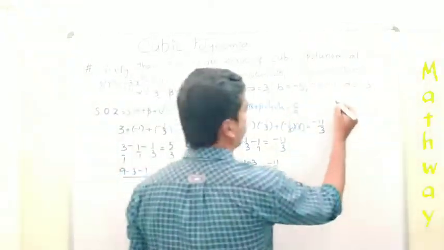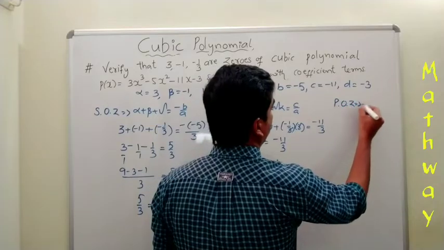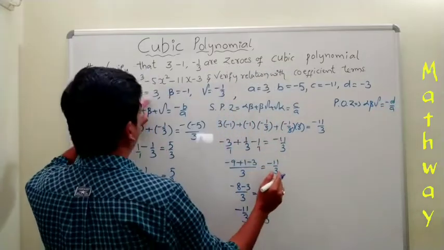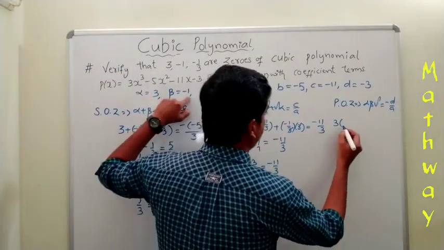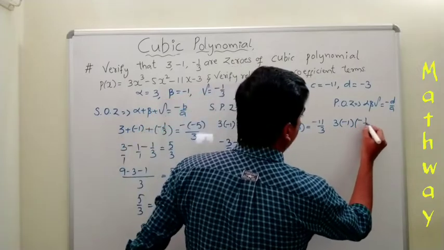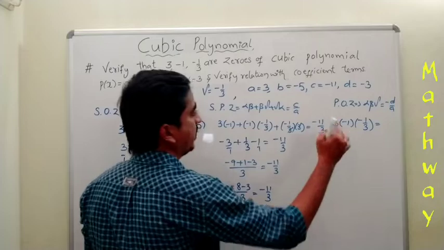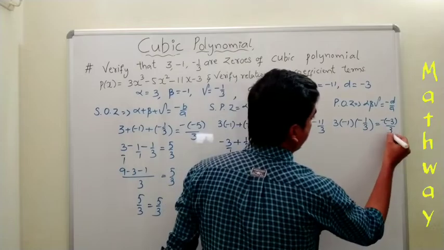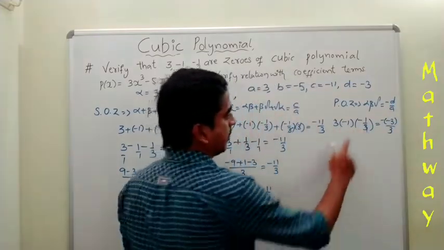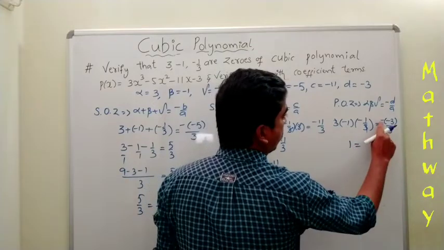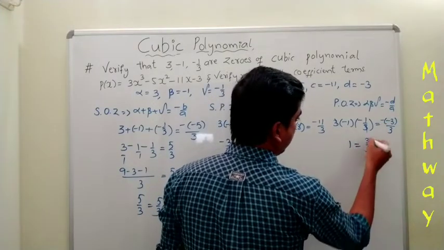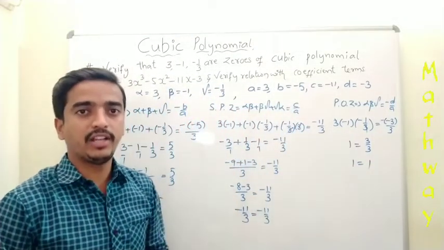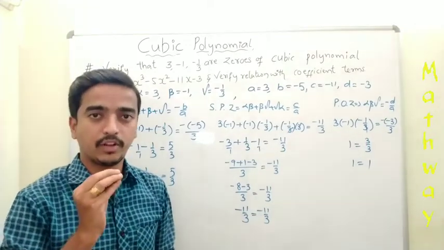Next take the product of the zeros. Product of the zeros, that is alpha beta gamma, equals minus D by A. Now multiply the zeros. 3 into minus 1 into minus 1 by 3 equals minus D by A. It is minus of minus 3 by A, which is 3. So here the 3s will get cancelled. Minus 1 into minus 1 is plus 1. Minus into minus is plus, so it is 3 by 3. Here the product of zeros is also verified. So in this way we can verify the relation between the zeros and coefficients of a cubic polynomial.